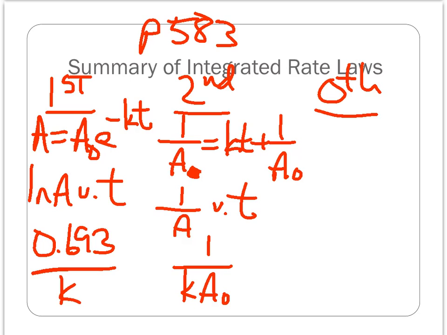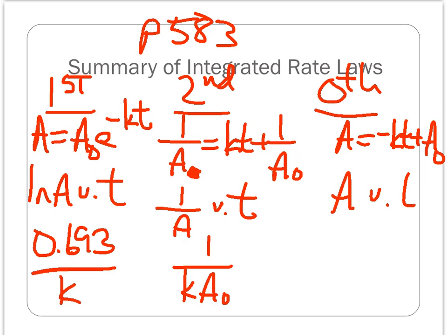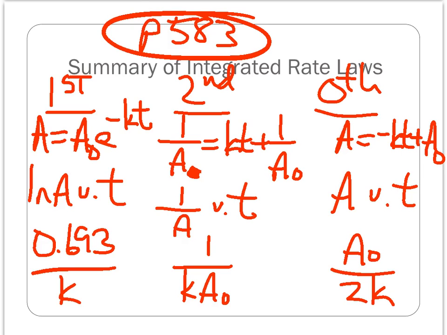And then 0th order reactions, we have A equals negative Kt plus A0. The straight line relationship is A versus time, and the half-life is A0 over 2K. So, more or less, if you can master the details of this summary slide without having to worry yourself about being able to work through the calculus, it's really this summary slide that we're going to be able to ask you to work with. And again, you can find this on page 583 if you want to see it in a slightly different format.